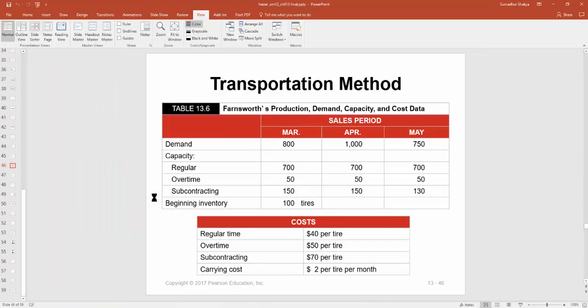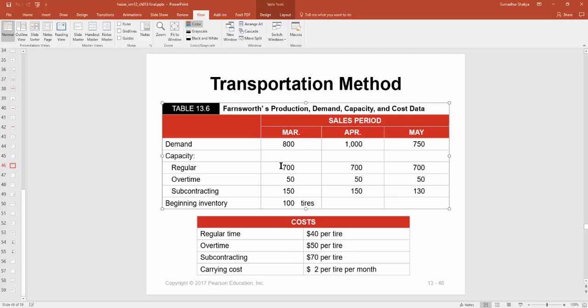So let's say you have a scenario wherein you have a choice to produce in regular time, overtime, or subcontracting, and there are different costs if you go either way. You also have inventory, and if you produce in one period and move on to the next one, then you have a certain holding cost.